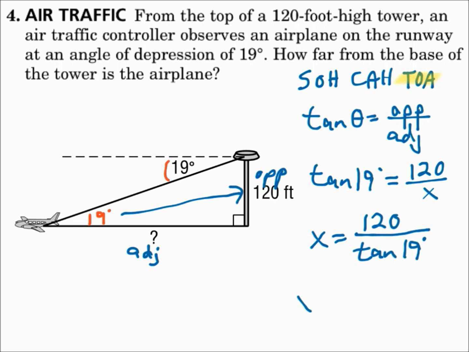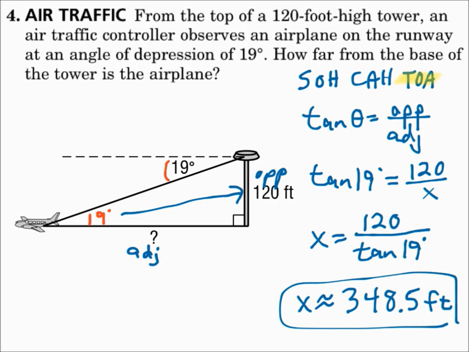When you punch that in, x is approximately 348.5 feet. Is that a logical answer? Well, in this triangle, one side is 120. That's a small angle, so that means that the adjacent side would have to be a lot longer than 120 feet, and 348.5 feet makes sense.